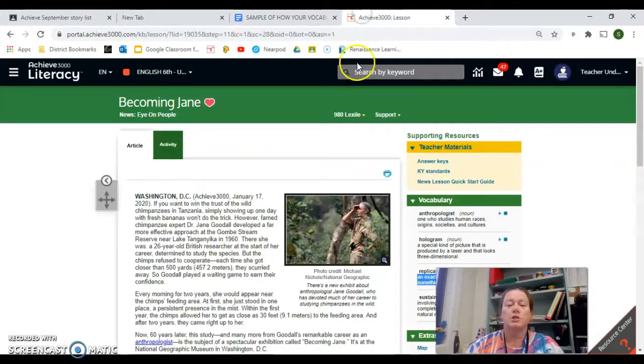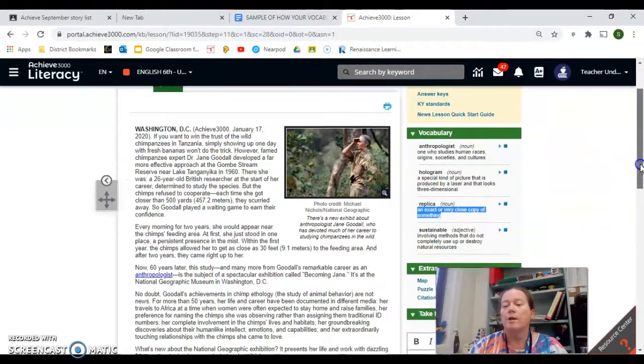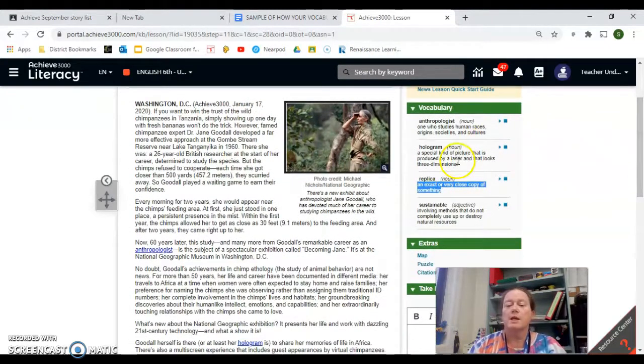So when you have your article, let's say Becoming Jane, and you have your vocabulary words such as anthropologist, hologram, replica, sustainable, you are going to write down the definitions and the word parts, and then you are going to do a sentence using them contextually. Remember, contextually means that in that sentence, the reader, whoever it is, will be able to understand what that word means.